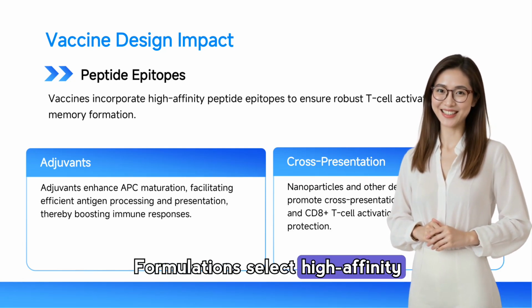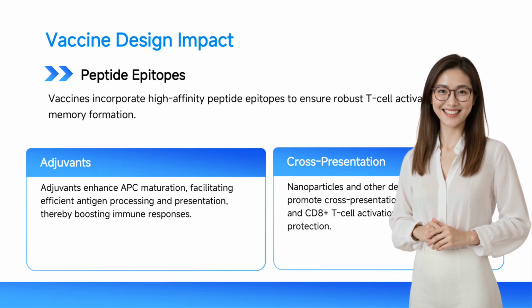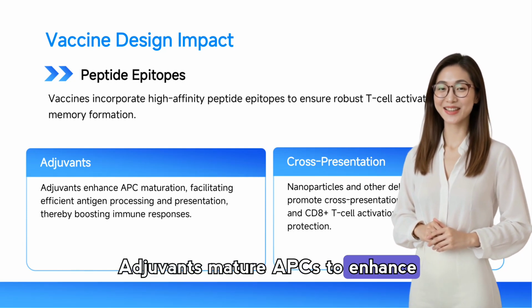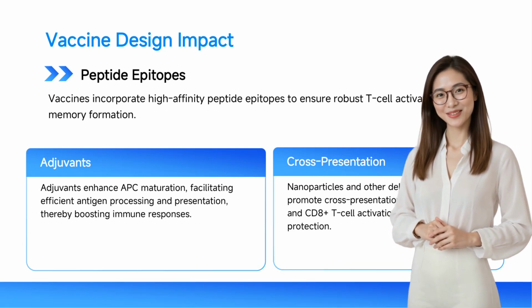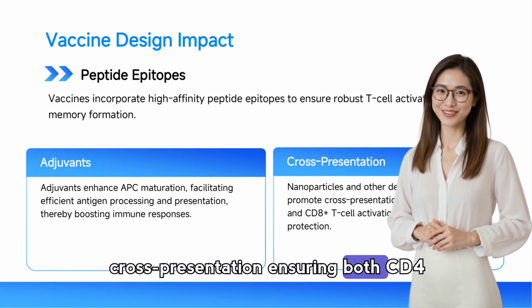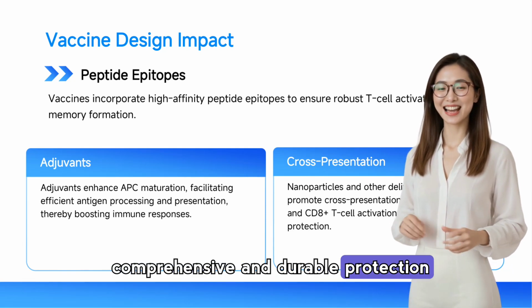Vaccine success relies on the right epitopes in the right context. Formulations select high-affinity peptides to drive strong T-cell activation and lasting memory. Adjuvants mature APCs to enhance processing and presentation, while nanoparticle delivery can promote cross-presentation, ensuring both CD4 and CD8 arms engage for comprehensive and durable protection.